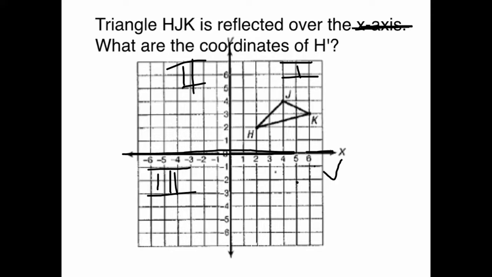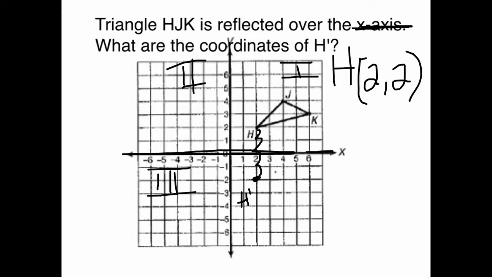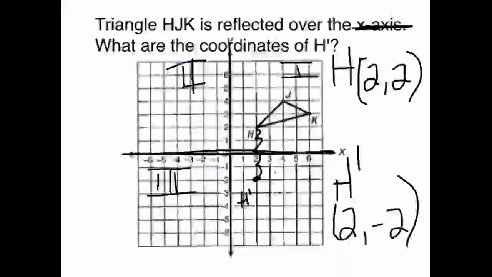Okay, so when I reflect, that means I'm just going to flip my triangle. So I'm going to take H, and I'm going to count down to my x-axis. 1, 2. And I know I'm going to go 2 beyond. 1, 2. Drop my point. That becomes H prime. Our original coordinates for H were 2, 2. The coordinates for H prime, after we reflected it over, become 2, negative 2. Now I'm going to very quickly reflect the rest of this triangle.